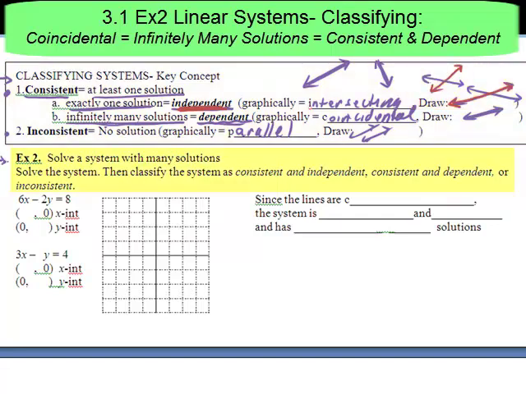All right, so let's go to number 2 here. We're going to find out how many solutions there are and then classify it as either consistent and independent, or consistent and dependent, or just inconsistent. Notice if it's inconsistent, there's no solution. All right, so let's go ahead.